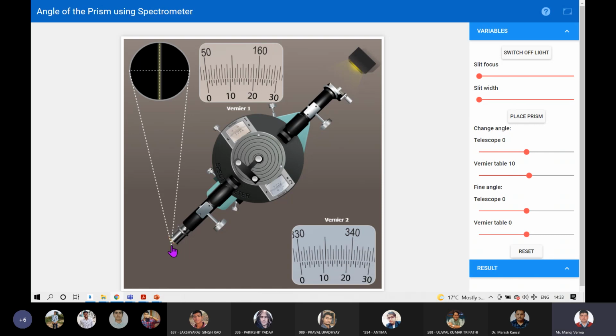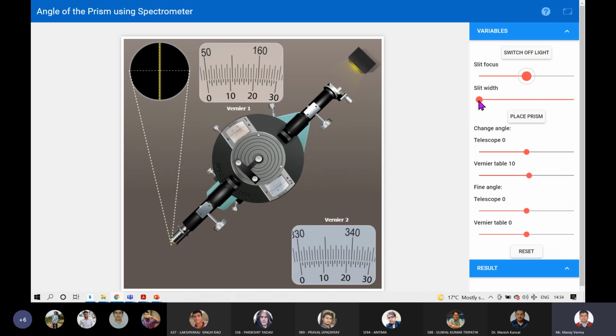And on this eyepiece, I am seeing the image of this slit. This slit, or you can say the light source, can be changed like this. If I drag this slit focus, I can see it is changing. It is focusing. It is going out of focus again. Initially it was out of focus, and at the end it is again going out of focus. So in the middle it is actually very well focused. This line you can see is very well focused.